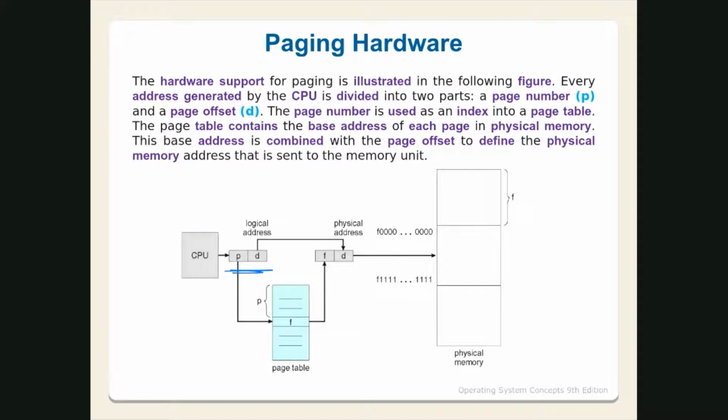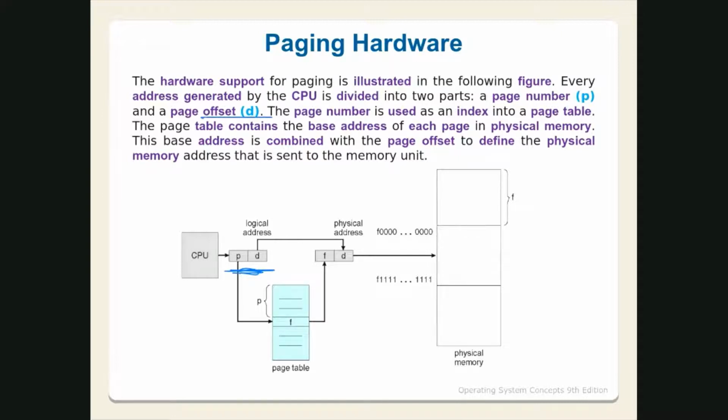This is the logical address generated by the CPU. Can you see here? It's written P and D. P is the page number. D is the displacement. We call it offset. Sometimes they call it displacement, sometimes they call it offset. Can you see here? It's offset.